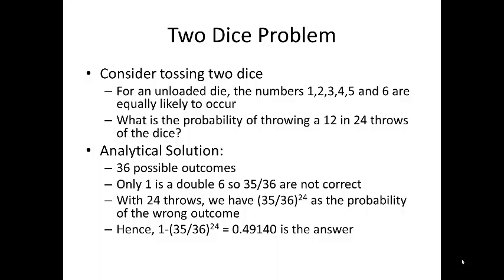With 24 throws, we have 35 out of 36 raised to the 24th as the probability of the wrong outcome. So the probability of getting the right outcome is 1 minus 35 over 36 raised to the 24, and that's equal to 0.49140. You can recognize this as the Chevalier de Méré problem.